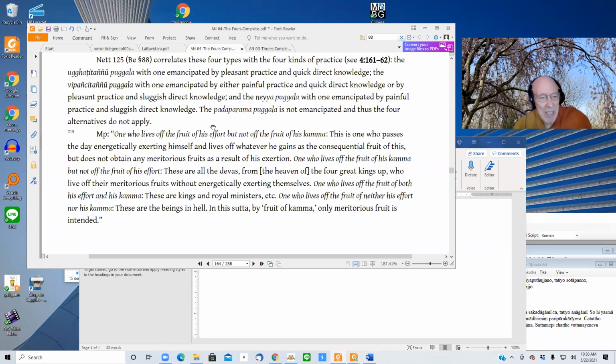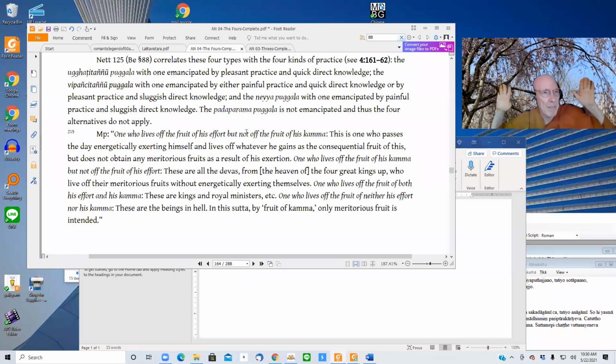So in this case, we could say that their achievements in the Dhamma occur as the fruit of their effort, but not through the fruit of their karma. It's not that they have a powerful store of meritorious karma that's propelling their practice forward.